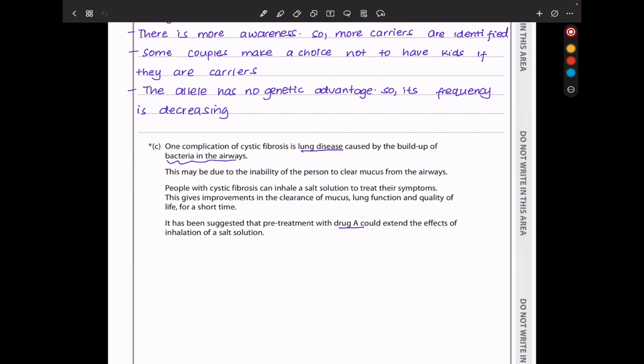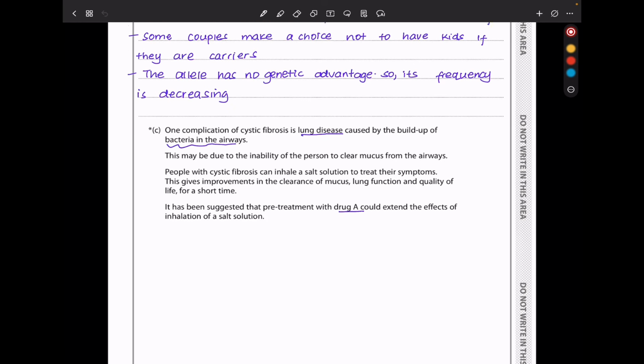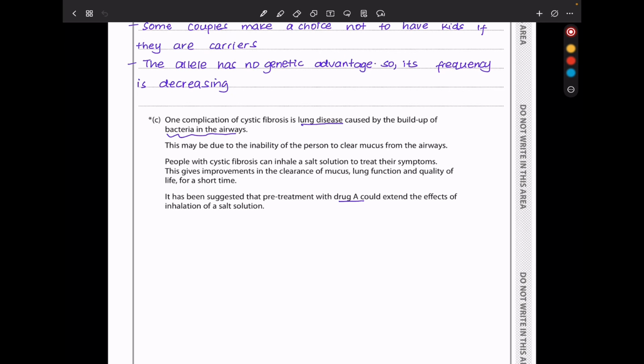One complication of cystic fibrosis is lung disease caused by the buildup of bacteria in the airways. This may be due to the inability of the person to clear mucus from the airways. People with cystic fibrosis can inhale a salt solution to treat their symptoms. This gives improvements in the clearance of mucus, lung function, and quality of life for a short time. It has been suggested that pretreatment with drug A could extend the effects of inhalation of a salt solution.